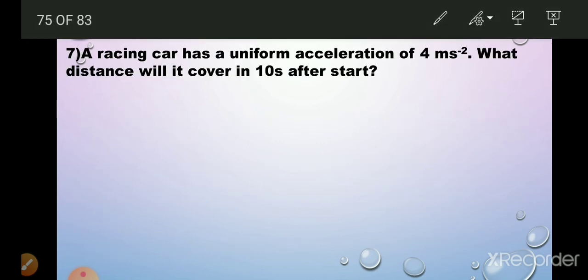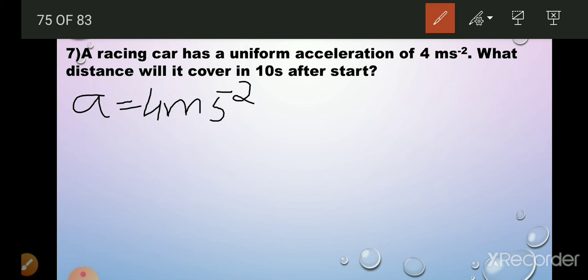A racing car has a uniform acceleration of 4 meter per second square. What distance will it cover in 10 seconds after a start? So let us write, uniform acceleration is given. A is equal to 4 meter per second square. What distance will it cover in 10 seconds? Time is given, 10 seconds. After a start they have told, so initially it is at rest, U equal to 0.